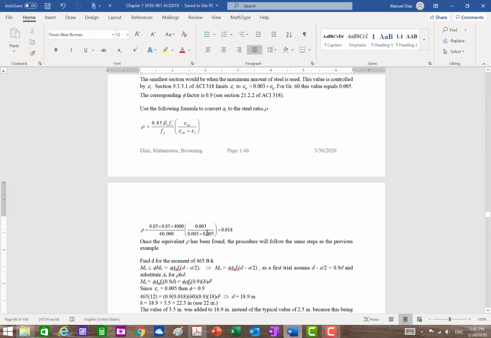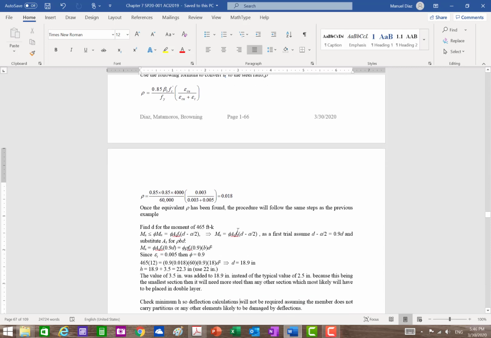So again, I replace then the 0.005 because that's what it is for grade 60. And that gives me my raw value. This is the maximum amount of steel that I can put in there, right? And then I can move on to the next steps.